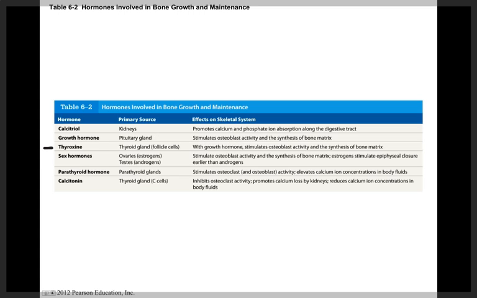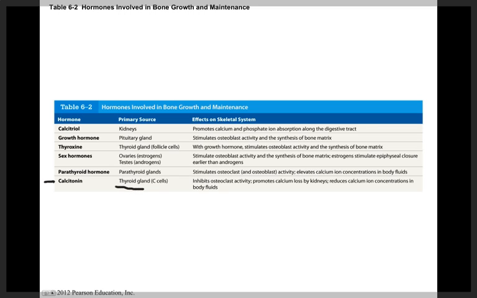Thyroxine is a hormone that's secreted from the thyroid gland, and along with growth hormone, this is going to also stimulate osteoblastic activity. Therefore, it's going to stimulate the synthesis of new bone matrix. There's also sex hormones. The ovaries produce estrogens and the testes produce androgens. They also stimulate osteoblast activity. We also have the parathyroid hormone from the parathyroid glands. The parathyroid hormone stimulates osteoclast activity, and by doing that will elevate the calcium ion concentration in the body fluids.